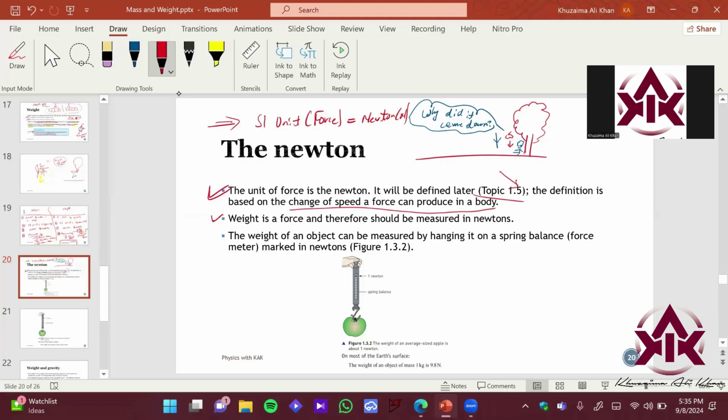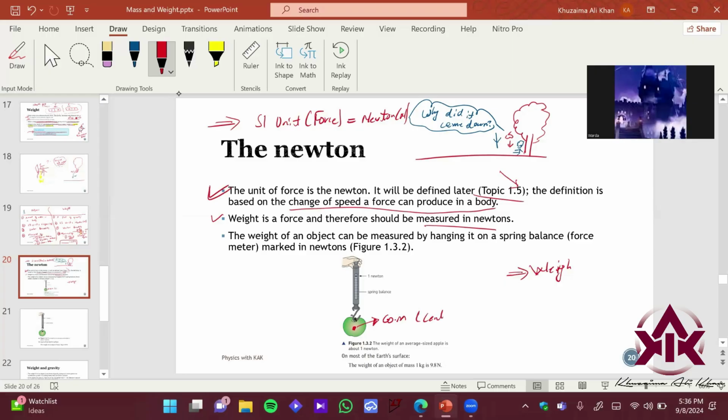So weight is a force and therefore should be measured in newtons. As I said in the last discussion, weight is a force, right? Imagine the apple over here, and let's imagine this is the center of mass. What is the center of mass? Does anyone know? What is the center of mass of a body? "Sir, it is the center point of the body where the whole mass is balanced." Yeah, so it is a point of a body where the entire object's mass appears to act.